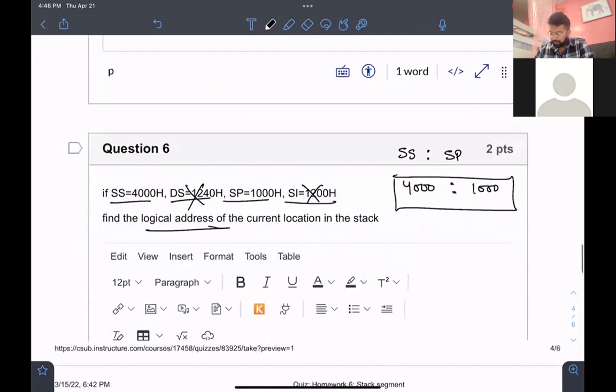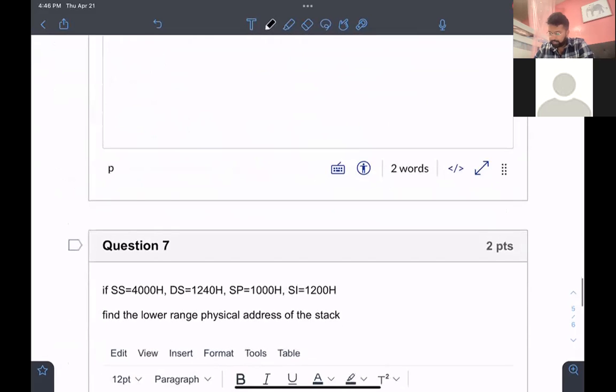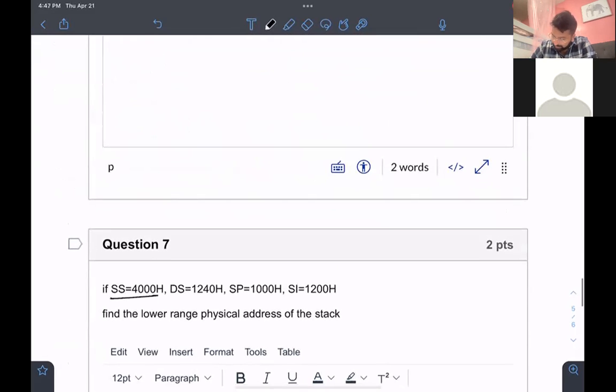Pretty simple, right? Okay, the next question: we have a stack segment, a data segment, a stack pointer, and a source index. And we are looking in the stack, so we don't care about the data segment or source index. Cool. And we'll find the lower range of the physical address.